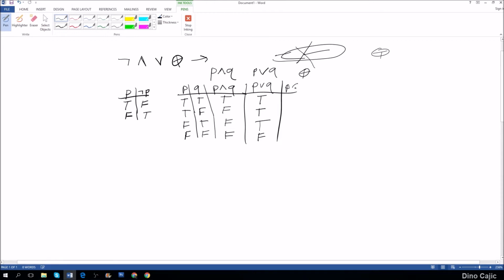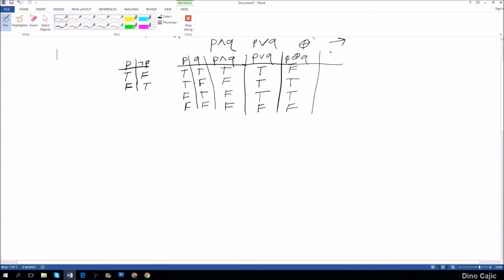So let's look at what we get for the truth table. P exclusive or Q. So if we have true exclusive or true, this evaluates to false, because Pat cannot be both a man and a woman. Is Pat a man or Pat a woman? True, false, so that evaluates to true. Is Pat a man? No. Is Pat a woman? True. So that's true. Is Pat a man? No. Is Pat a woman? No. So that evaluates to false.